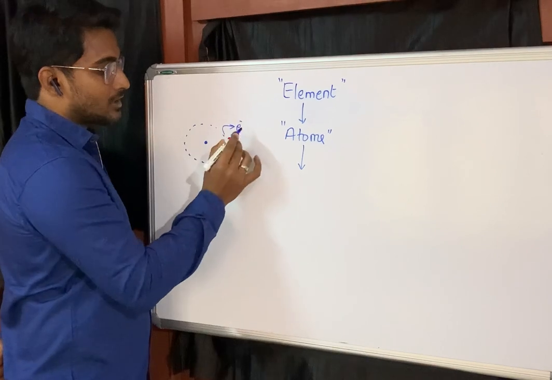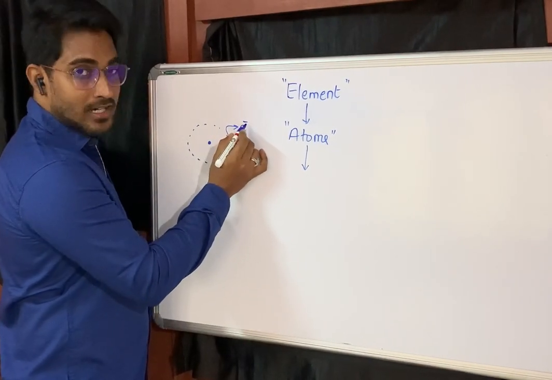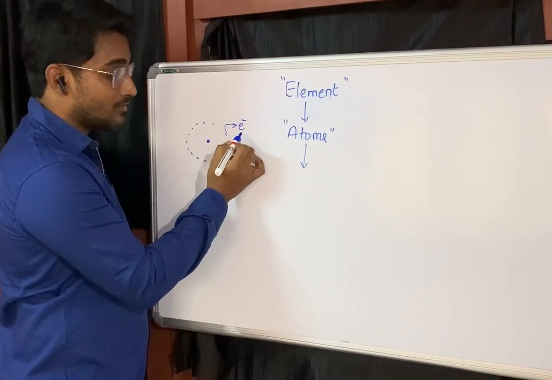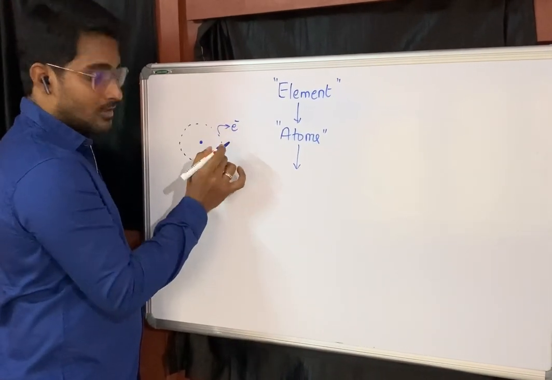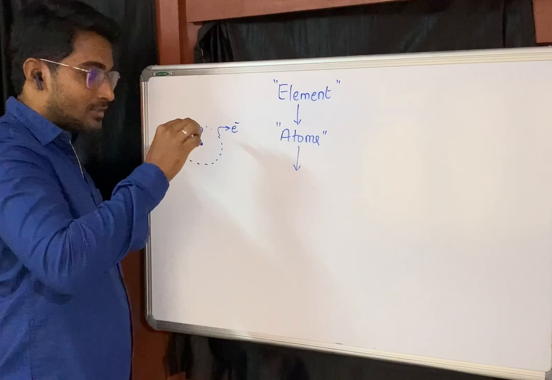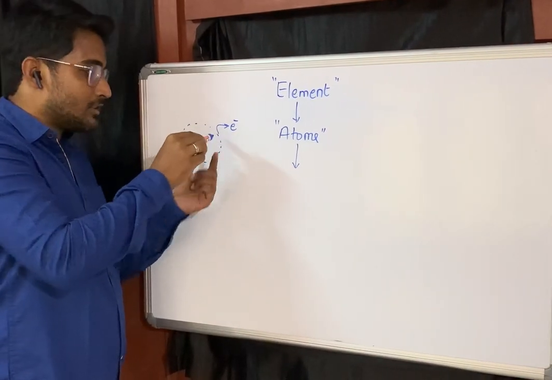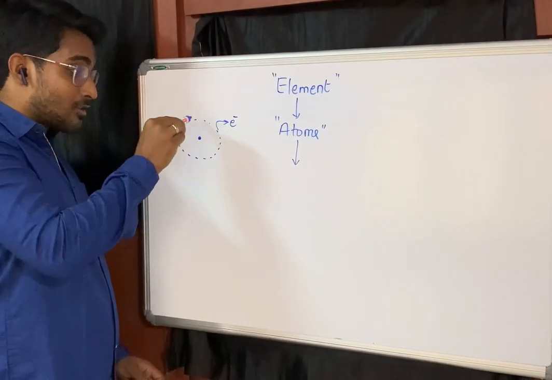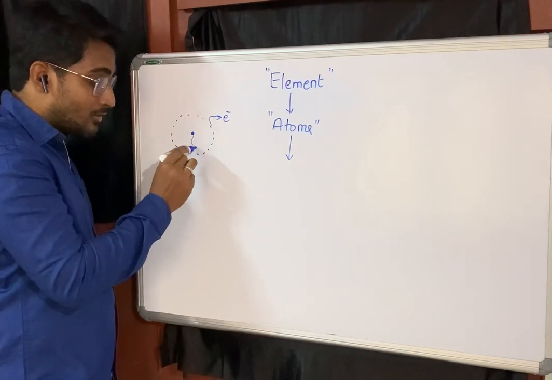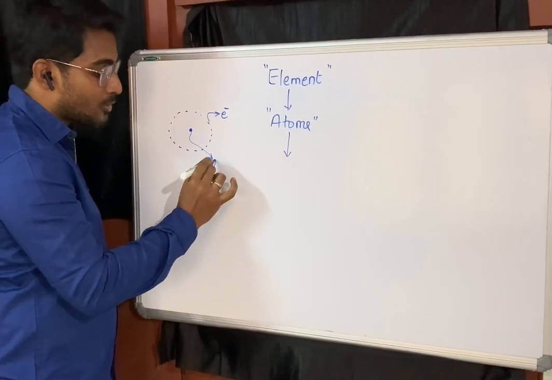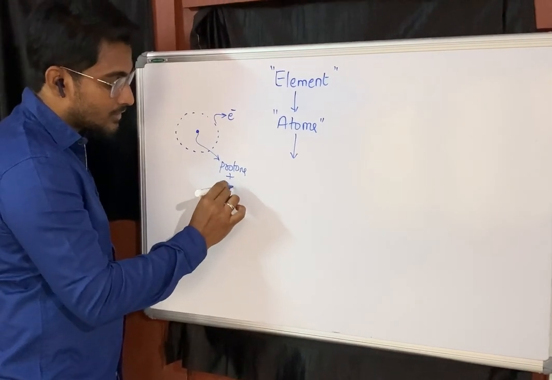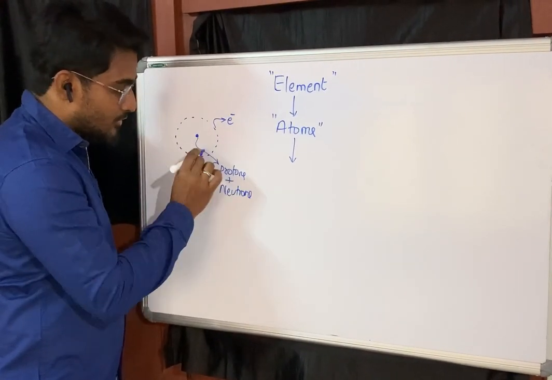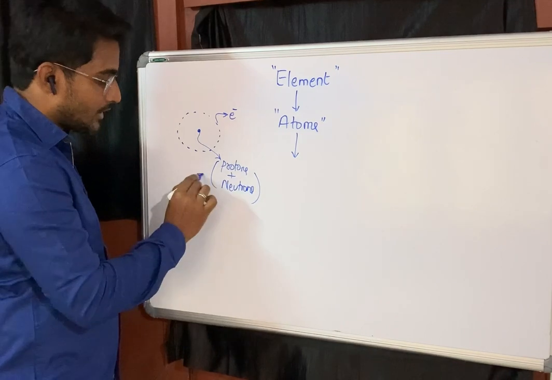This is an electron. I took a negative charge here. Electron charge is negative. That is why I represented it in this way. Electron. This electron revolves itself, and it will revolve around the nucleus. This nucleus is again composed of protons as well as neutrons. Yes, this nucleus is composed of protons and neutrons.